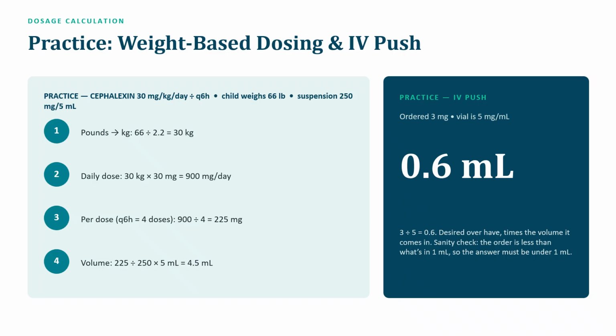Now, when we are doing our practice IV push calculation, we use the same desired over have formula. So what is ordered is 3 milligrams, and what we have available is 5 milligrams in a 1 milliliter vial. So we take what we desire, 3 milligrams, we divide that by what we have, 5 milligrams, times 1, which is the 1 milliliter that it's in, and that's going to give us 0.6 milliliters. Now, you can do a sanity check here. The order is less than what's in 1 milliliter, so the answer must be under 1 milliliter, and that's your sanity check.